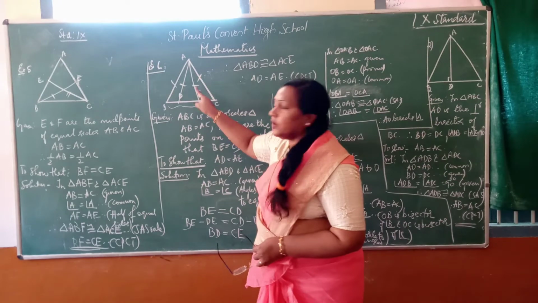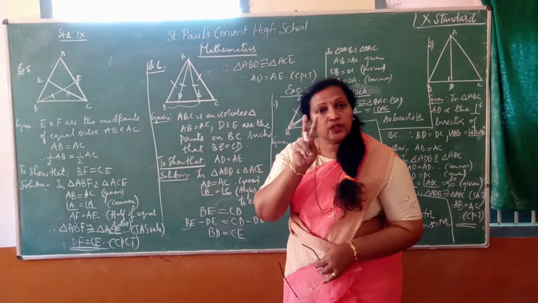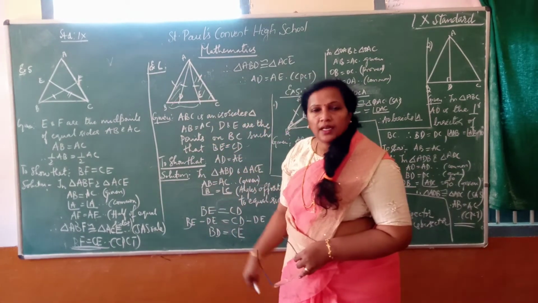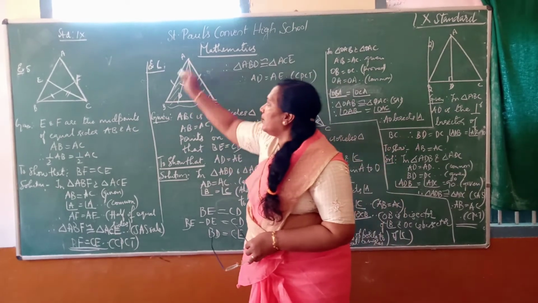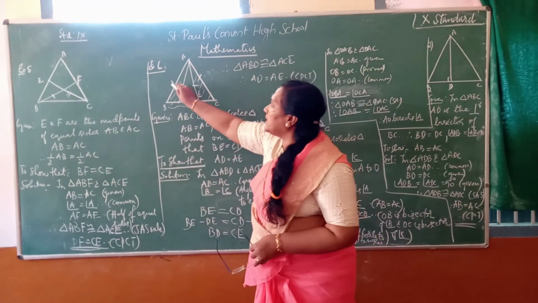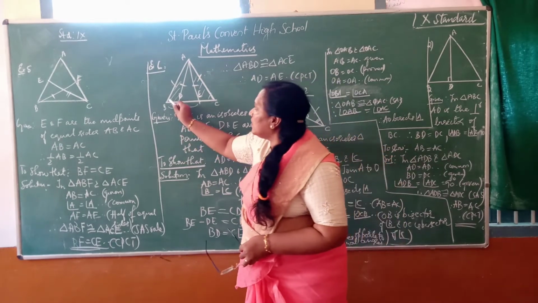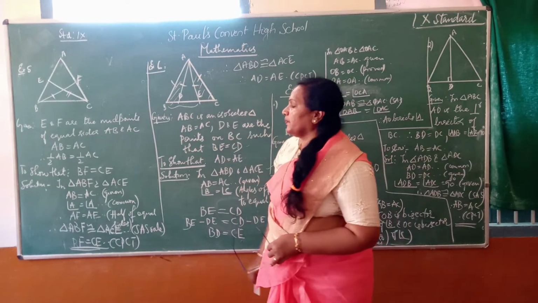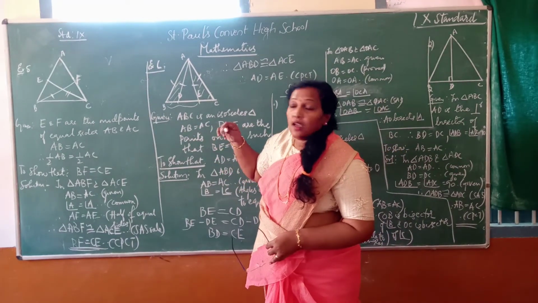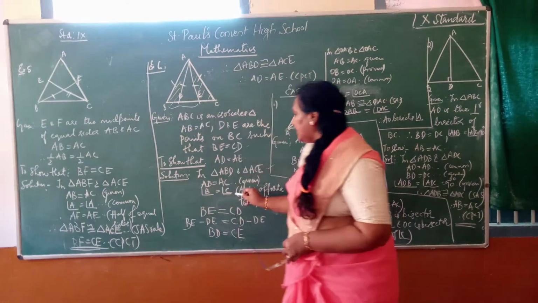To show that AD is equal to AE, I have to show corresponding parts are equal. How shall I go? I have to show the two triangles are congruent. So these are the two triangles: triangle ABD as well as triangle ACE. I know AB is equal to AC because it is given. And also angle B is equal to angle C, because you have learned the theorem, angles opposite to equal sides are equal. Therefore, angle B is equal to angle C.